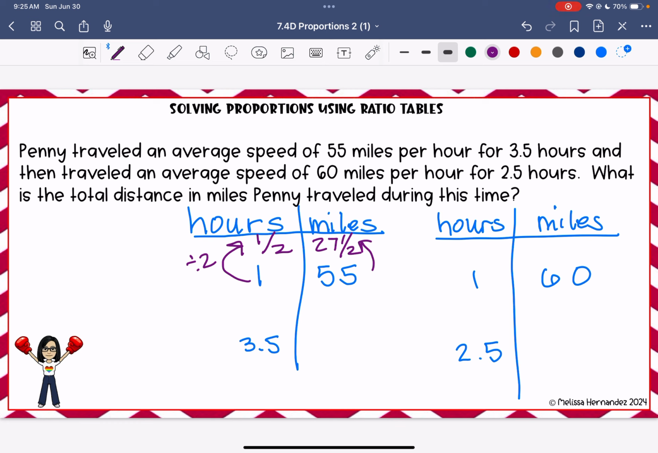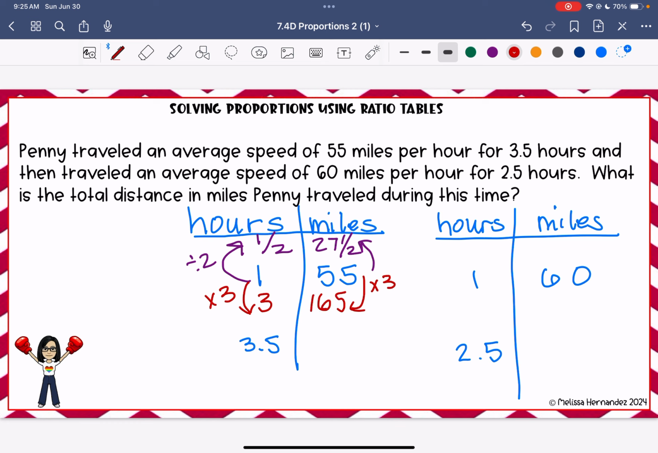Half of 50 is 25, and half of 5 is 2.5. So that'd be 2.5 plus the 25, which would give me 27.5 miles. I'm just going to leave that one alone for now. Now I want to figure out what 3 hours gets me. So I'm going to triple this, and then I'm going to triple the 55. And so 50 plus 50 plus 50 is 150 plus 5 plus 5 plus 5. So that would be 165.